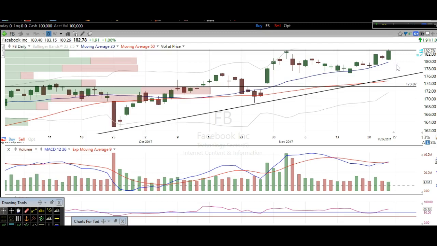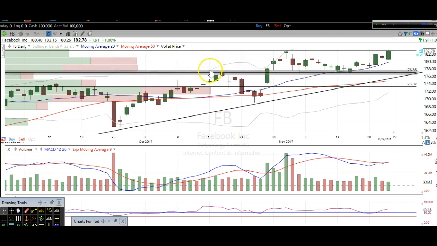But if it does head lower, we've got support also right around here at about 176, 177. It was previous highs right there, turned into support. Look at how many touches we have already against this support level. And that lines up perfectly with that uptrend line. So if we head down to about 176, 177, to me that's a great buying opportunity for Facebook.